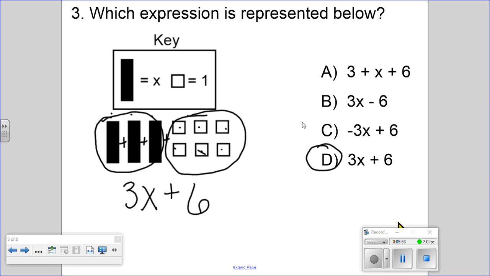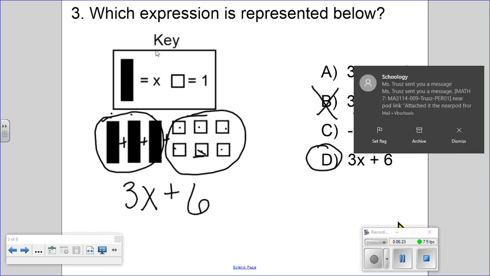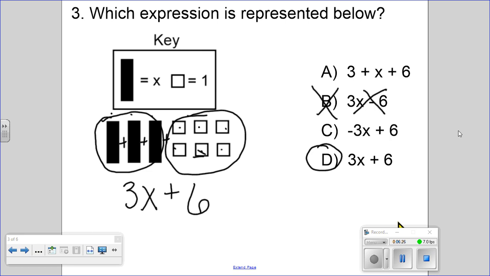Take a look at some of these wrong answers. Looking at choice B, this one is very often picked because it's got the 3x, but instead of writing a positive 6, they wrote a minus 6. And because we know these ones are positive, we could eliminate choice B. Take a look at choice C also. Choice C has the plus 6, but it's talking about these x's like they're negative. It says negative 3x. Well, our key told us that these x's were positive. If it were negative, it would have the minus sign in front of it. So that means C is also a bad choice.